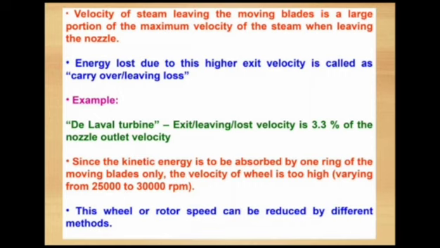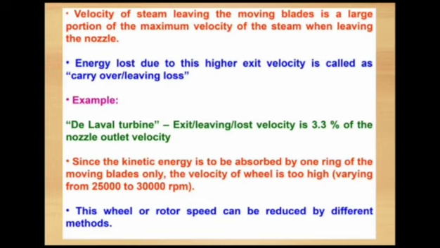The velocity of steam leaving the moving blades is a large portion of the maximum velocity of steam leaving the nozzle. The energy lost due to its higher exit velocity is called carryover or leaving losses. The example of a simple impulse turbine is the De Laval turbine.